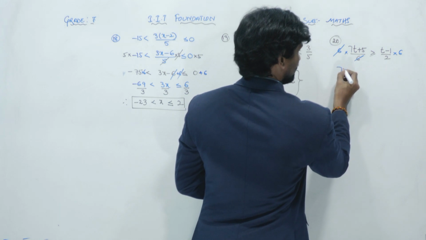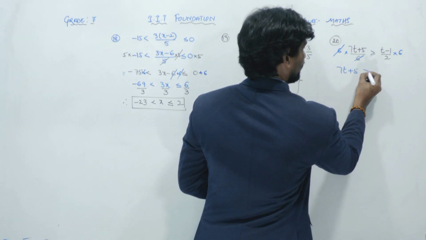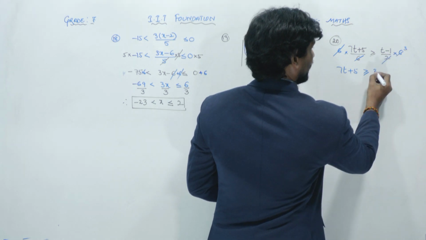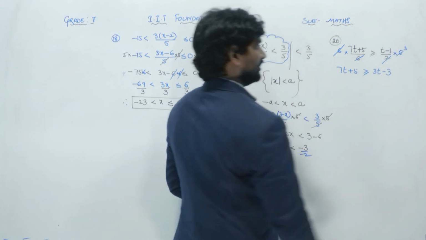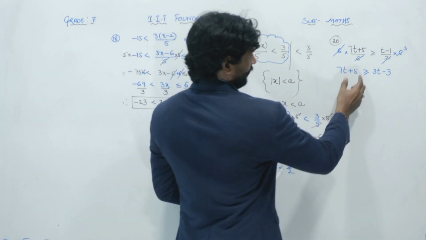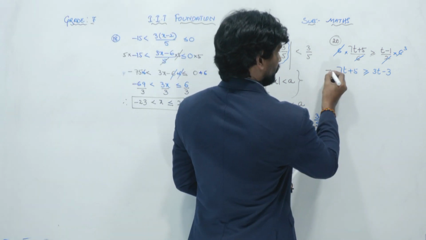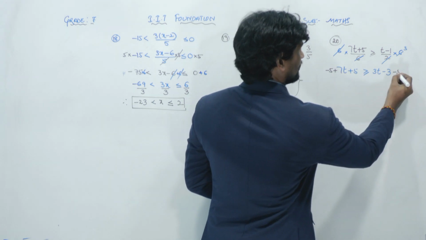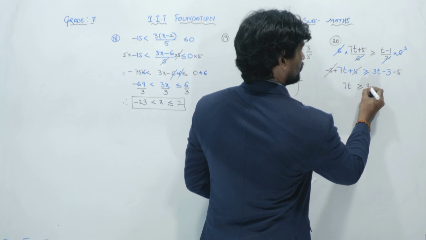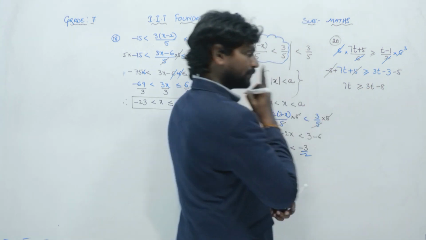The 6 cancels. Still we have 70 plus 5 greater than or equal to 2 table 6, 3 times, 3 into t, 3t minus 3 ones are 3, like the distributive property. Now minus 5 we should remove, so minus 5 on both sides. Plus 5 minus 5 cancel. 70 greater than or equal to 3t minus 8.